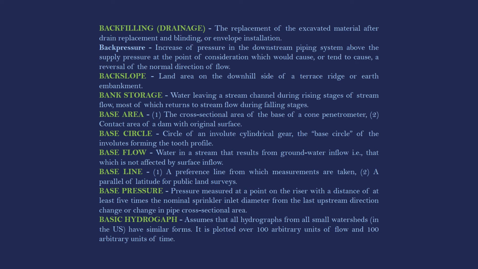Baseline. 1. A reference line from which measurements are taken. 2. A parallel of latitude for public land surveys. Base pressure. Pressure measured at a point on the riser with a distance of at least 5 times the nominal sprinkler inlet diameter from the last upstream direction change or change in pipe cross-sectional area. Basic hydrograph. Assumes that all hydrographs from all small watersheds have similar forms. It is plotted over 100 arbitrary units of flow and 100 arbitrary units of time.